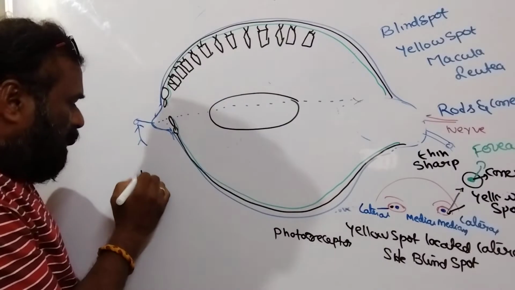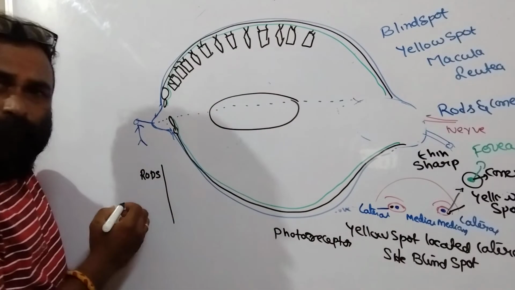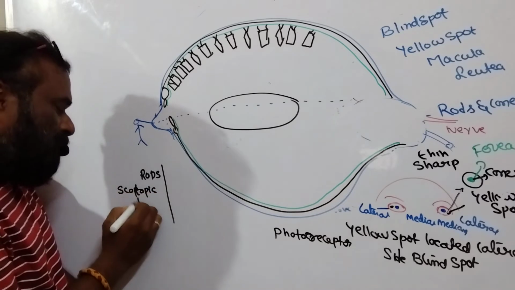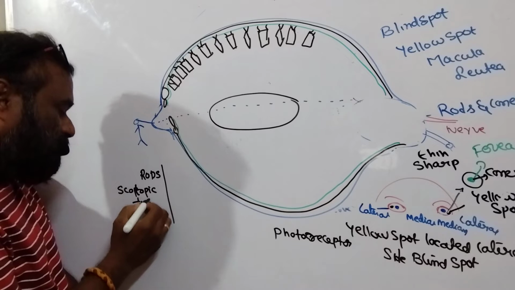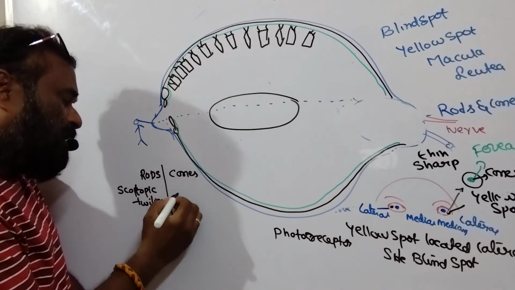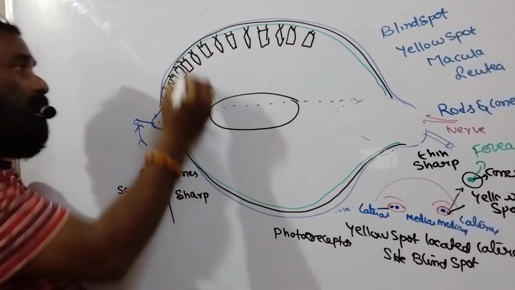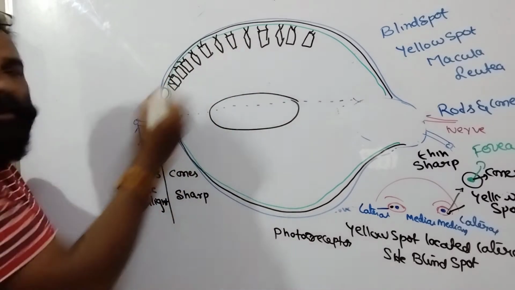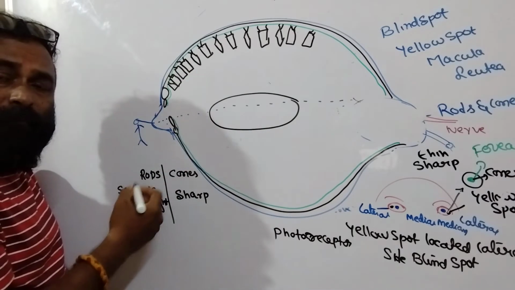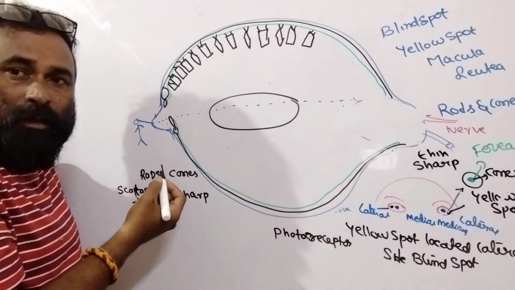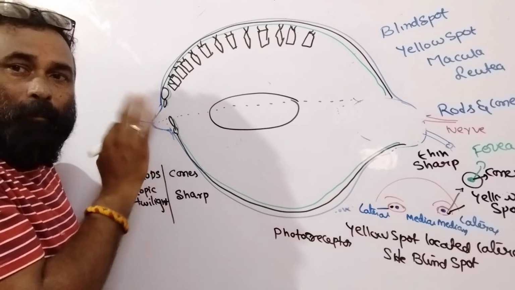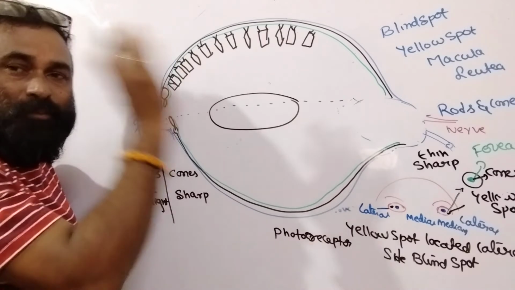Here, rods are useful for scotopic vision, which is blurred vision, also said to be twilight vision. Cones are useful for sharp vision. Observe in this diagram, some are blunt, some are tapered. These blunt cells are the rods, useful for scotopic or twilight vision. At dawn and dusk time, if you want to see an object, these are very essential. But they do not detect color. Simply you see the object, that's it.